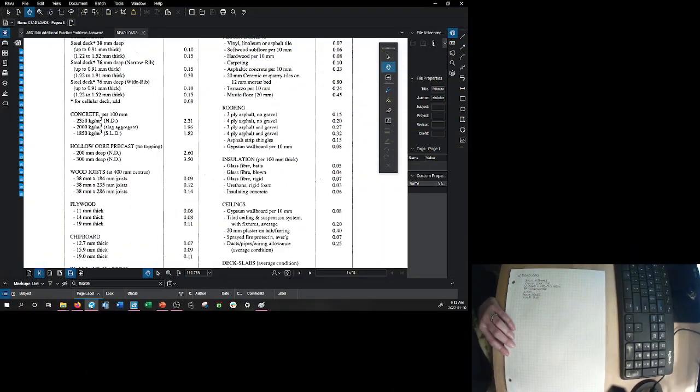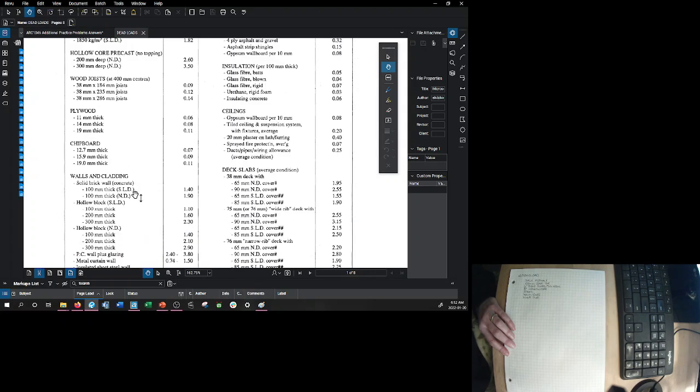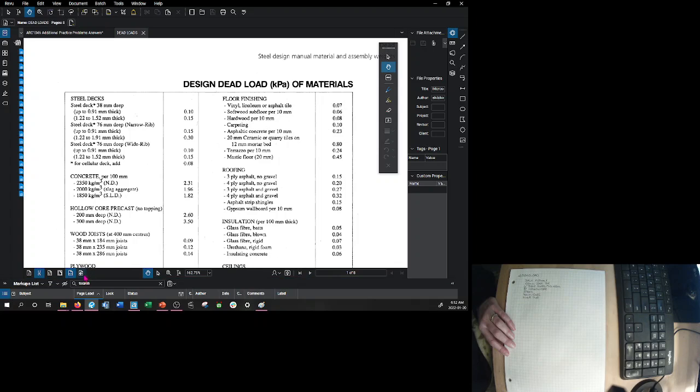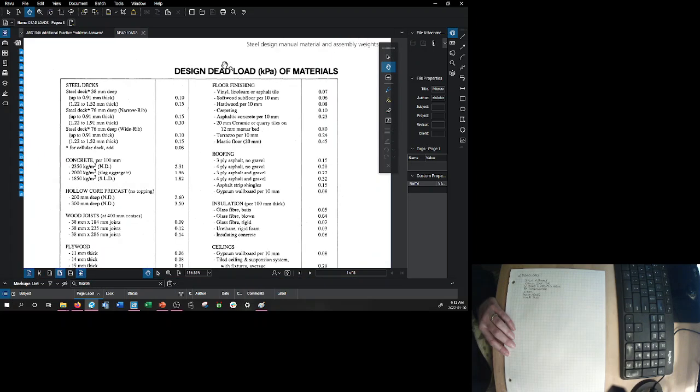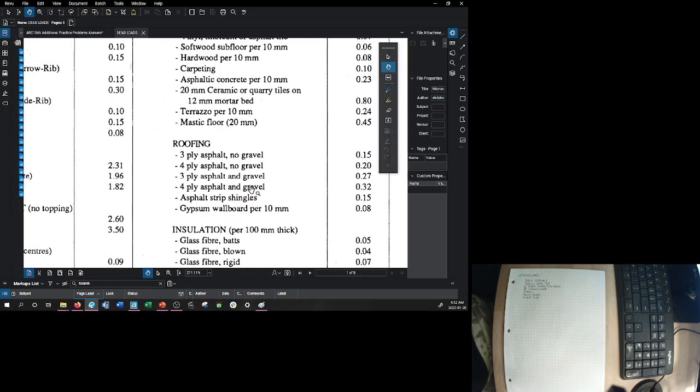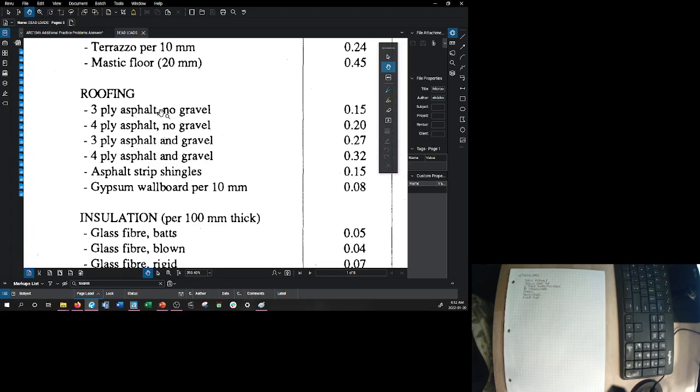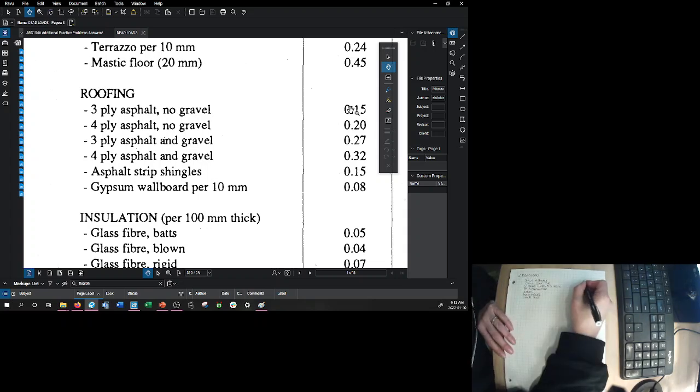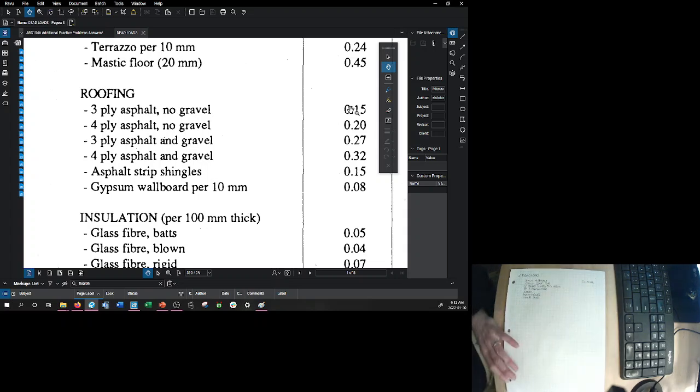So this is available on Quarkus in several module locations, but these are the design dead loads for different materials. So the very first thing they asked us was about 3-ply asphalt roofing. So let's come over here to roofing materials. 3-ply asphalt with no gravel. There was nothing that talked about gravel in our description, so this looks like it's 0.15 kPa.